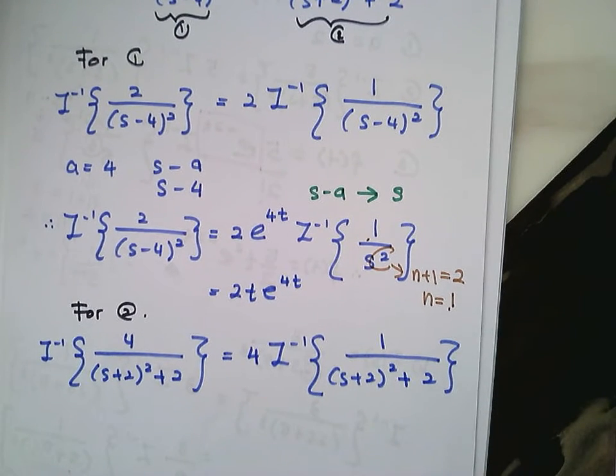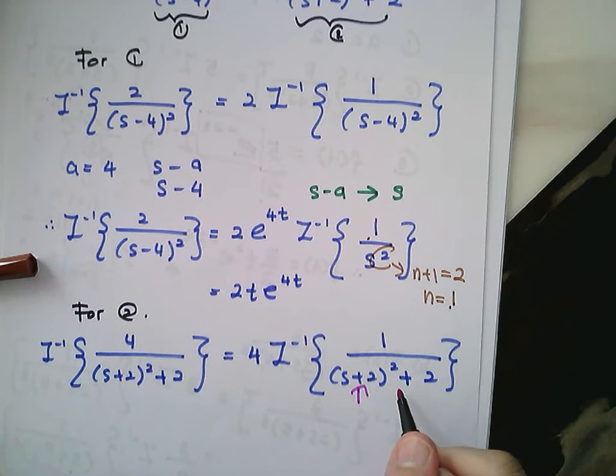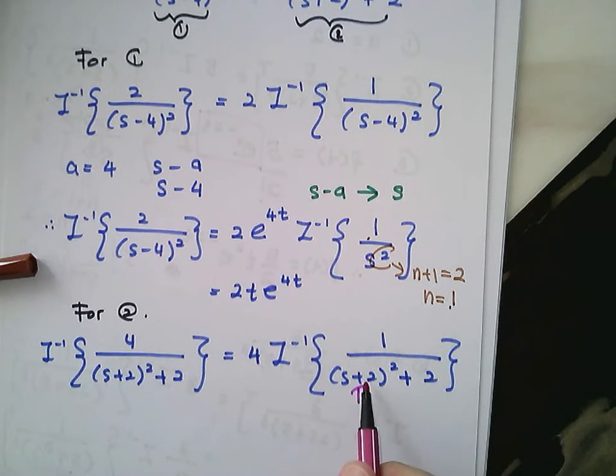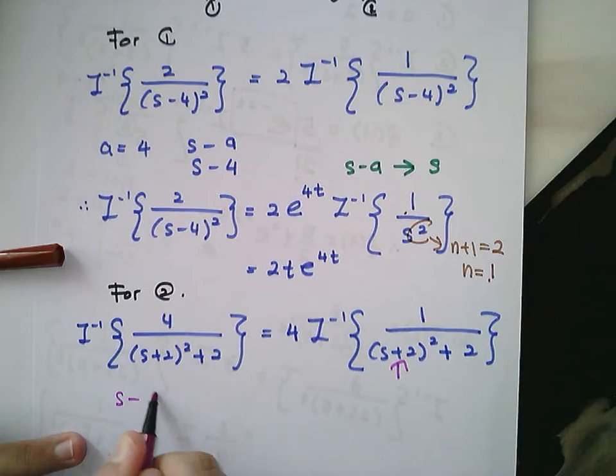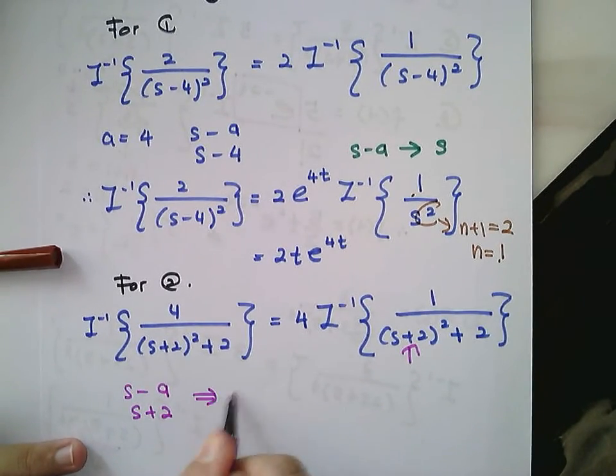Okay, so where can I get the value of a? The value of a for exponential power is from here. Wait, is from here, not this one. This is coincidentally the same value, 2 here and 2 here. Okay, but for you to get the a for exponential term is from s minus a. Okay, so you have s minus a, so what you have is s plus 2. So you know that your a is equals to negative 2.